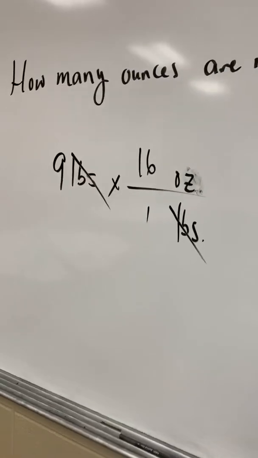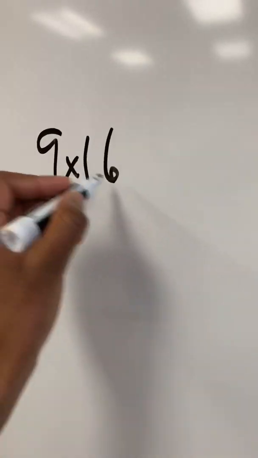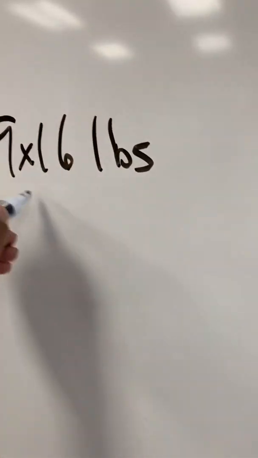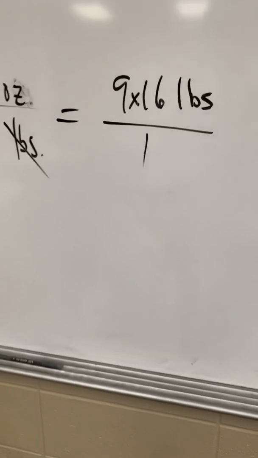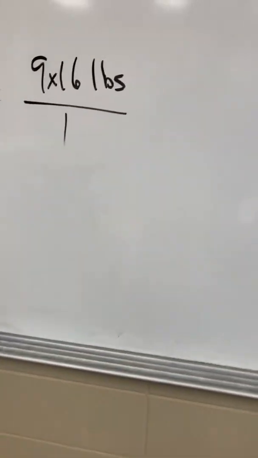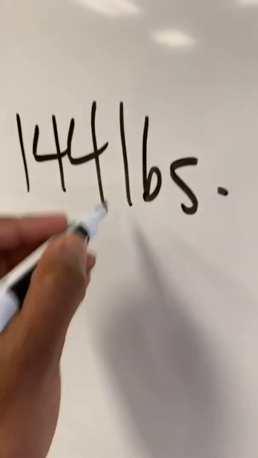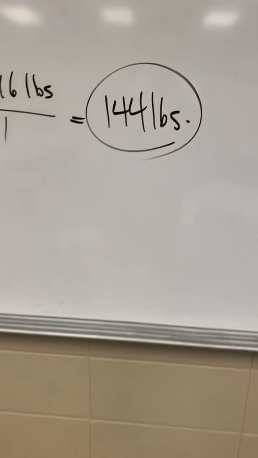And basically what I'm left with is 9 times 16, right? 9 times 16, and that's ounces, all over 1. And if I'm not mistaken, that's 90 plus 54, that's 144 ounces. I believe that's 144 if I multiply that out.